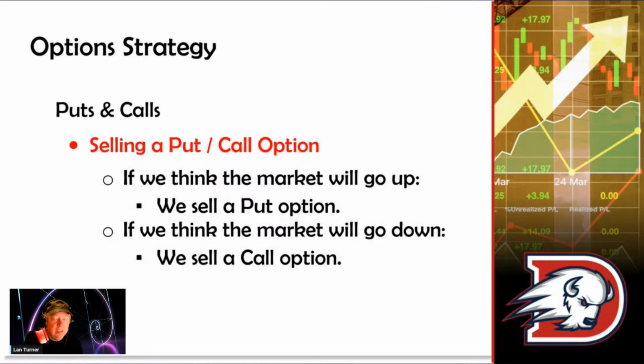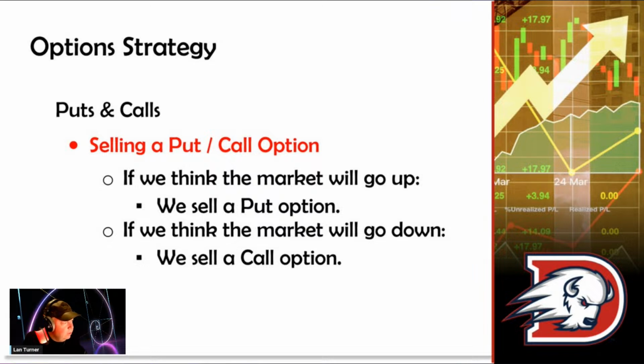That's just the opposite of what we're doing when we buy a put or buy a call, right? If we buy a call, it's because we think the market's going to go up. If we buy a put, it's because we think the market's going to go down. So if we think the market is going to go up, we would sell a put. And if we think the market is going to go down, we would sell a call. So that's the directional. It's just the opposite direction.